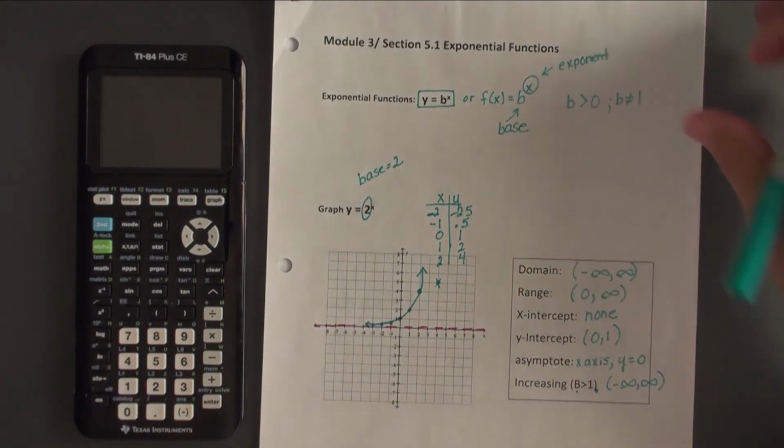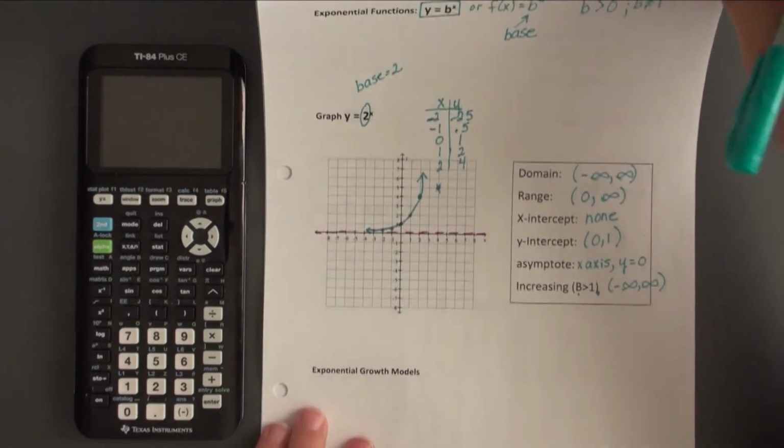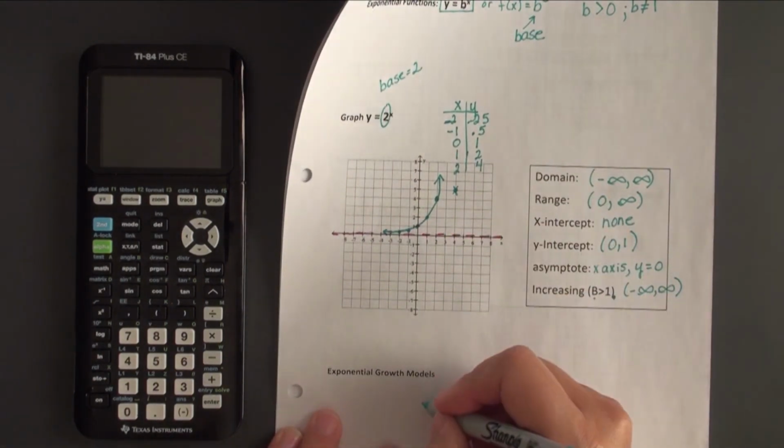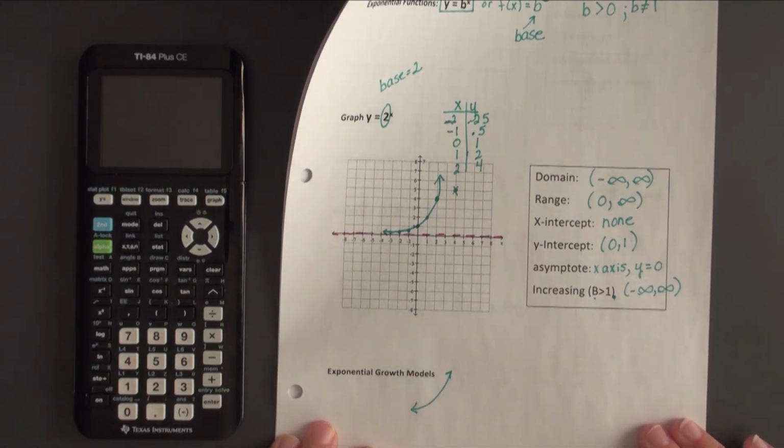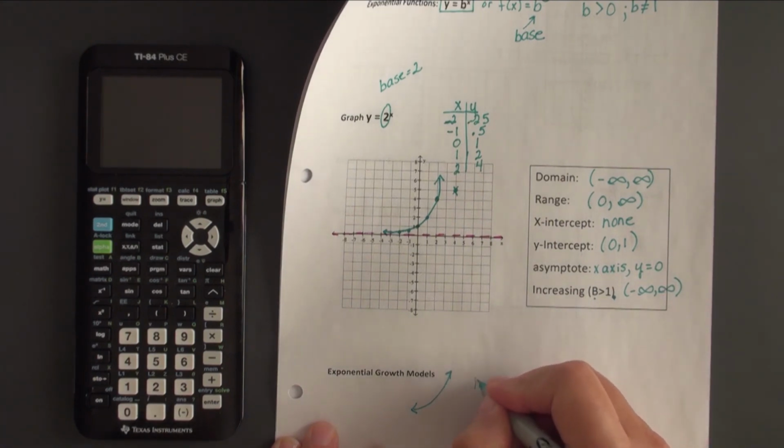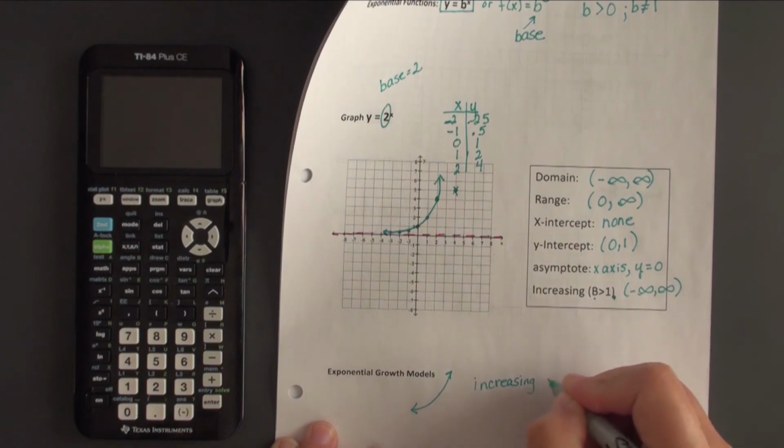Now when we get to our applications, this particular graph is increasing, and so that would show me that I have an exponential growth model. If our curve increases as we go from left to right on the graph.